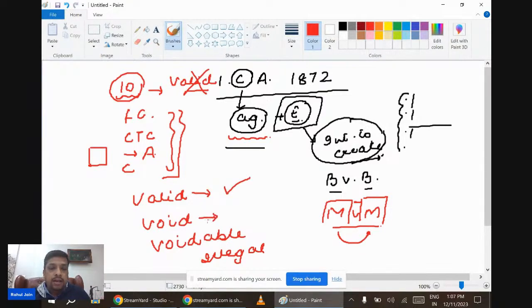Void means null, zero, no legal existence. So if an agreement is made where the person was not competent to contract, or the consideration was not lawful, or even the consideration is not there, in that eventuality we will say the contract is void.